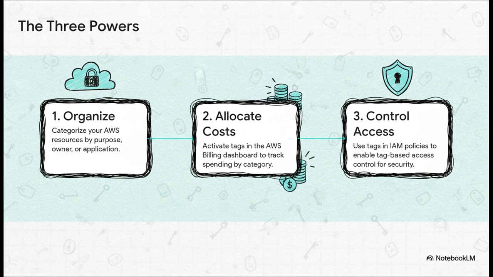And third, and this is huge, you control access. You can write an IAM policy that says something like, hey, Jane can manage anything that's tagged with her name. This is called tag-based access control. And for security at scale, it is a total game changer.